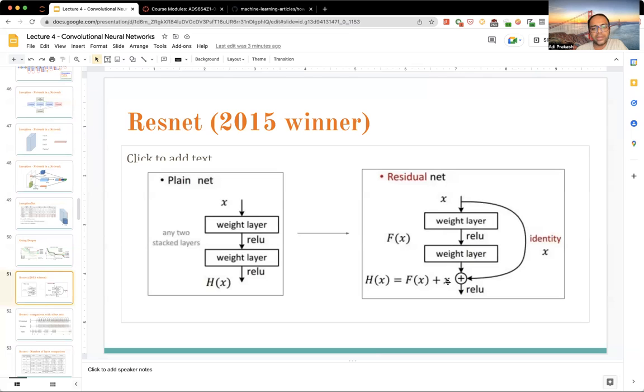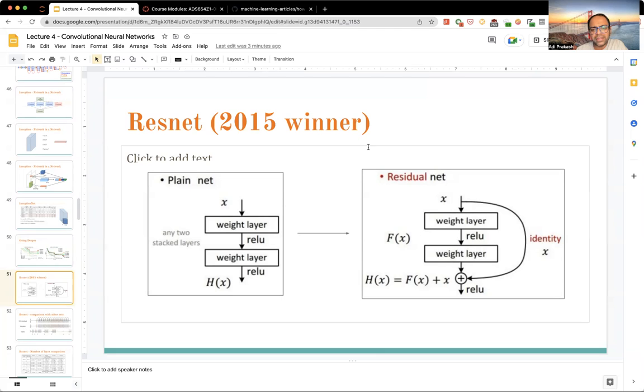So you need two things. One, you need the shape of X to be the same as F of X. This means you cannot do a valid convolution, because with a valid convolution, F of X will be smaller than X. So you always have to do a same convolution, that is, convolution with padding. If you do that, the shape will be the same and you can add it point-wise. This is called a skip connection, or also an identity connection.